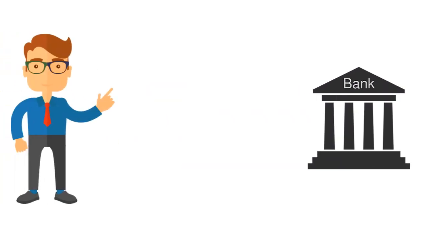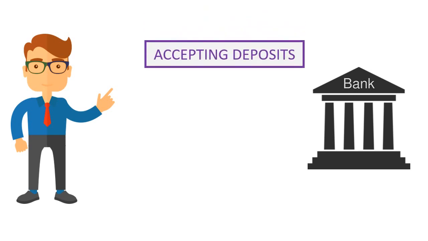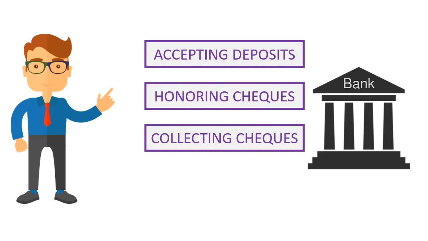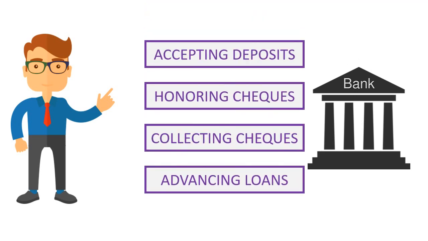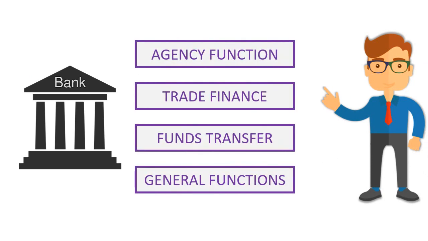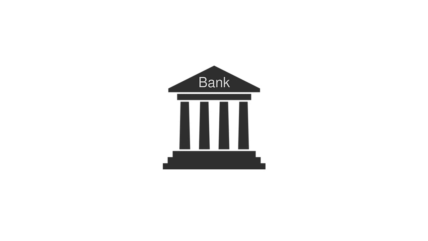Primary functions refer to the basic functions performed by a commercial bank, and these include accepting deposits, making payments, collecting and clearing checks, and advancing loans. Secondary functions are ancillary functions, and these include agency functions, general utility functions, and other functions. Now let's look at the primary functions a little more closely.